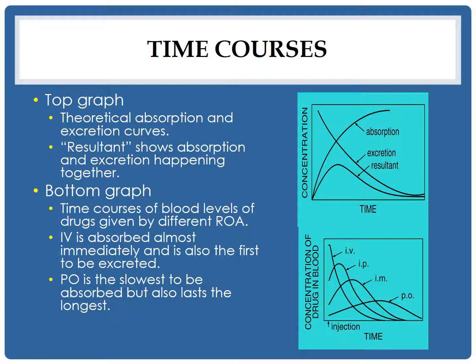The bottom graph on the right shows theoretical time courses of drugs administered in different ways, different routes of administration here. So you can see going from IV down to oral, which is abbreviated PO. IV is absorbed almost immediately, but it's also the first one that's excreted. If you look at the time, it's at very low levels when other methods of administration are just starting to peak. Oral is the slowest to be absorbed, but it also lasts the longest. So you can imagine that with different drugs, you might have different time courses where sometimes you need immediate effects and other times you want the effects to last longer.